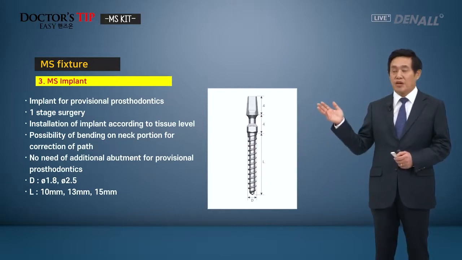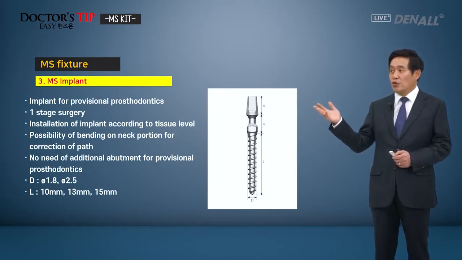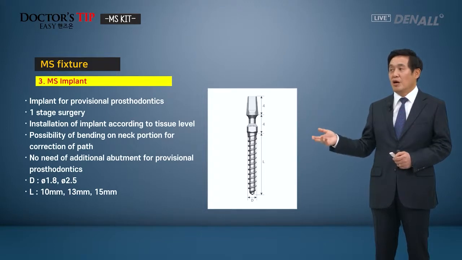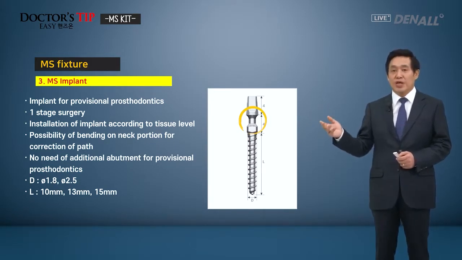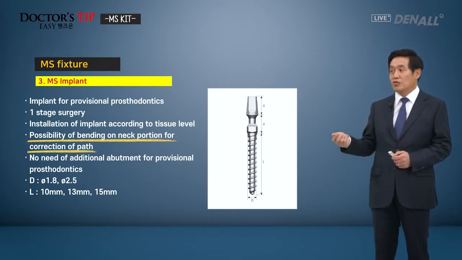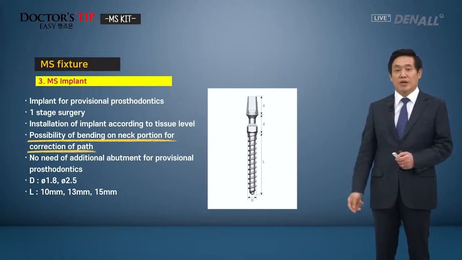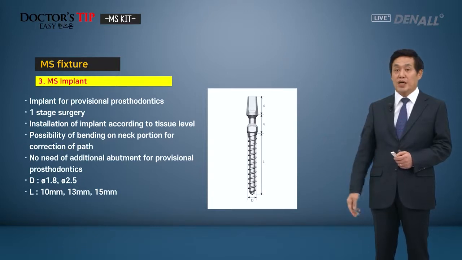And you have an implant for provisional prosthodontics. Like if you use TS and others as a final implant, and you cannot put a temporary in there, then as a provisional, this implant can be used. And this one, the neck portion, can be bent. So on the position you want, if the implant cannot be placed, this can be used so that you can bend the neck and use it as a provisional. Diameter 1.8 and 2.5, length 10, 13, and 15 is available.